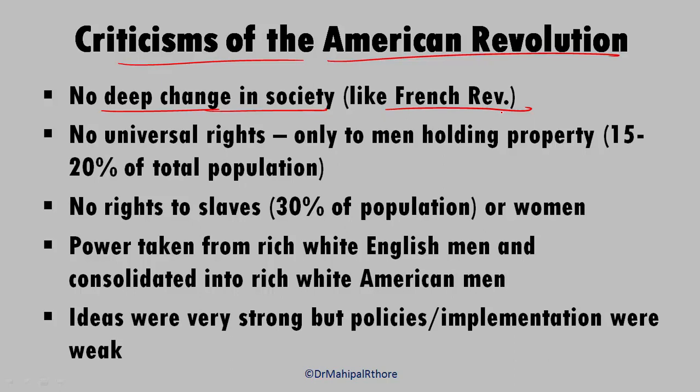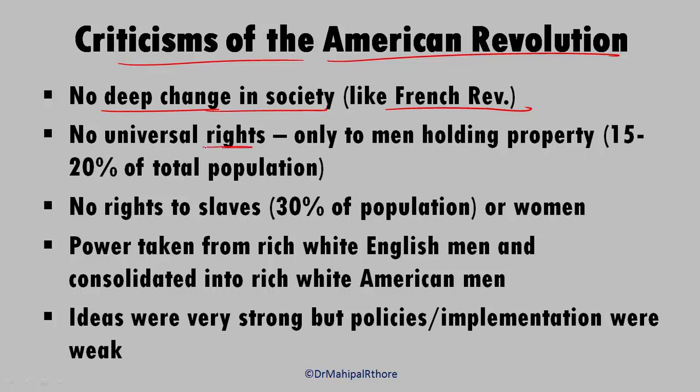There were 3 estates in that. The first and the second estate had the most power. The third did not have any power. But after the French Revolution, everything changed. Nothing of this sort happened in the American Revolution. The rich people had power earlier. They had rights earlier. After the revolution, only they had the power. They did not give all the rights that they were talking about to everyone.